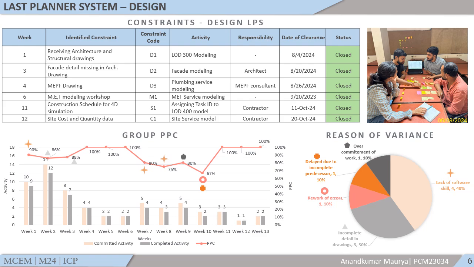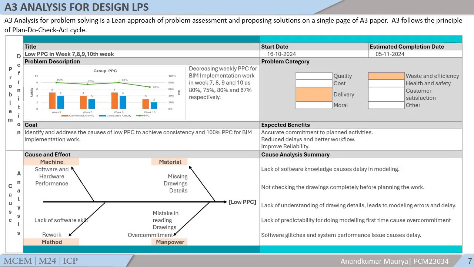As a whole group, following is the graph where in weeks 7, 8, 9, and 10 the PPC is reduced, lowering up to 67%. The reasons for variance and their occurrence are illustrated here by pie chart. As we saw in the last PPC whole group graph, in weeks 7, 8, 9, 10, the PPC was lower.